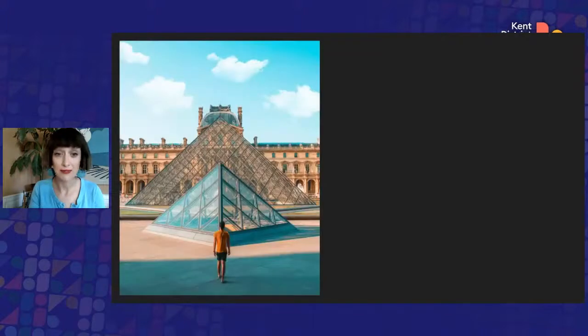Linear convergence is the next one. That's parallel lines in a scene that converge or disappear at a vanishing point. We can see that here at the Louvre. If the lines were to continue, they would just disappear into the horizon or the vanishing point. This is fantastic for downtown Grand Rapids, for example.